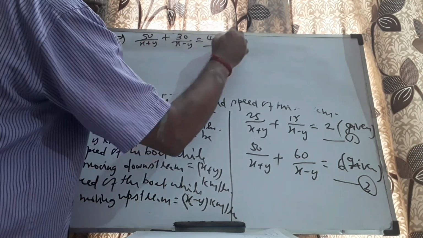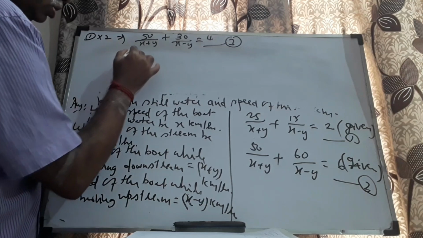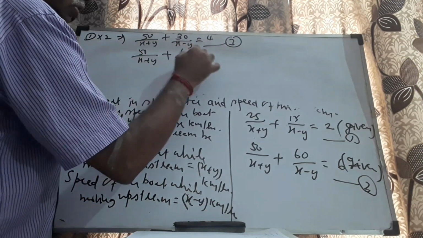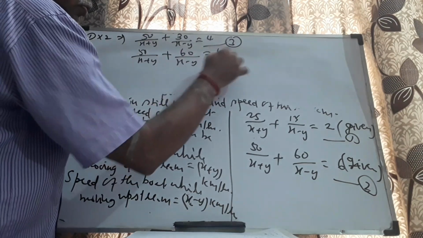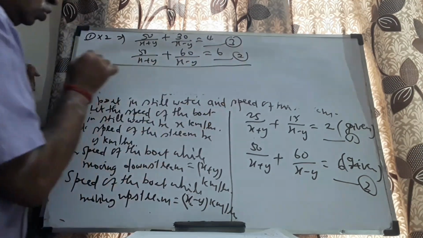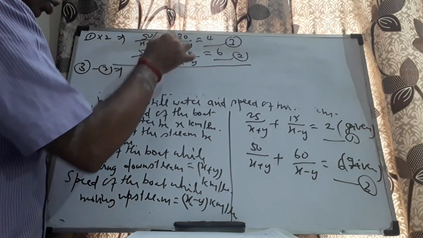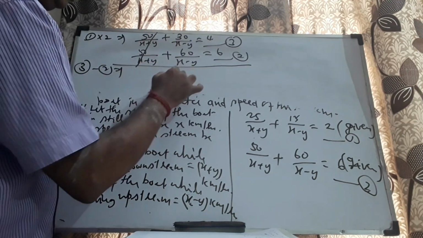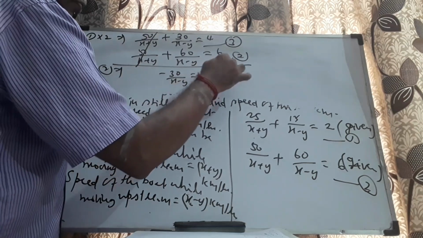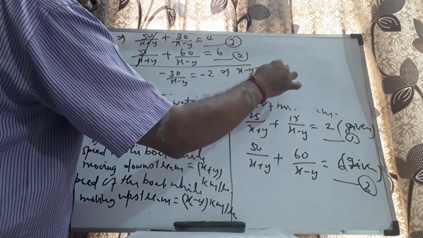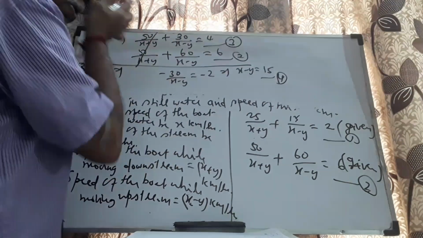2b is equal to 2, 2s are 4. Okay, I will take down and write 3 again: 60 by x minus y is equal to 6. This is anyway 2. Now I will just subtract 3 from 2. This will anyway go off. I will get minus 30 by x minus y is equal to minus 2, which implies x minus y is equal to 15. This is equation 4, let us say.